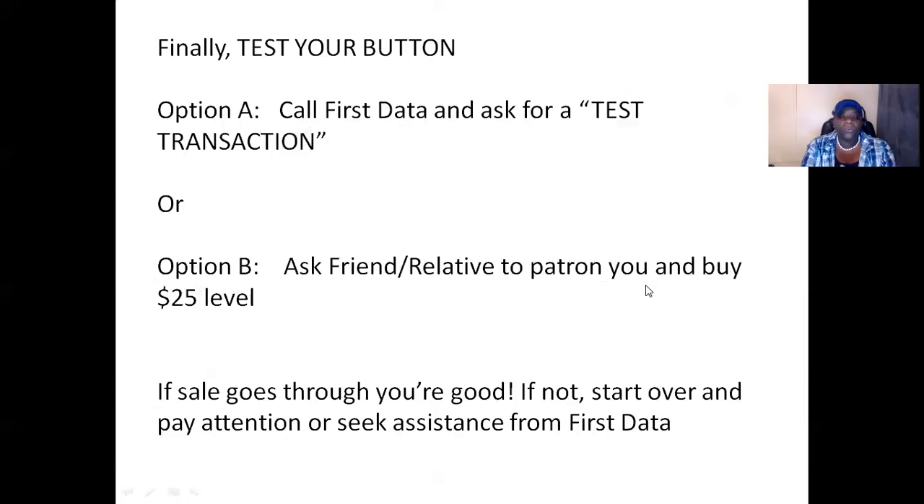You say, well, why do you want them to buy the $25 level, right? Well, because that is another way that you can test your button. Because if they go in there and create an Easy One Up account under you, right? They create their Easy One Up account under you, then guess what? That means if the payment goes through, that means your button is 100% okay.